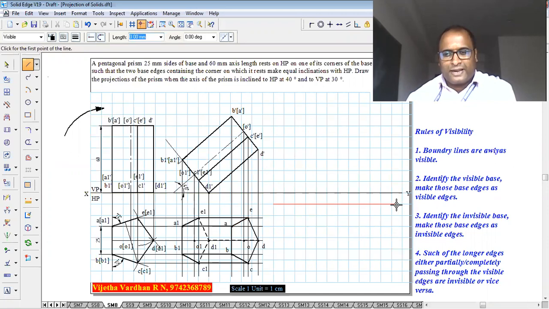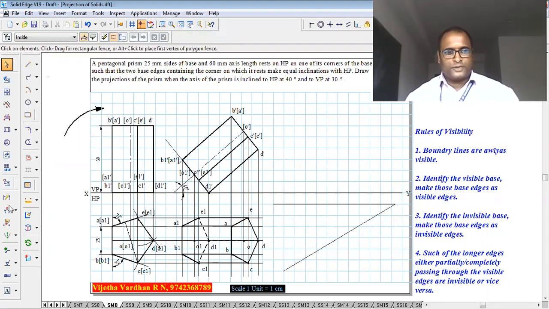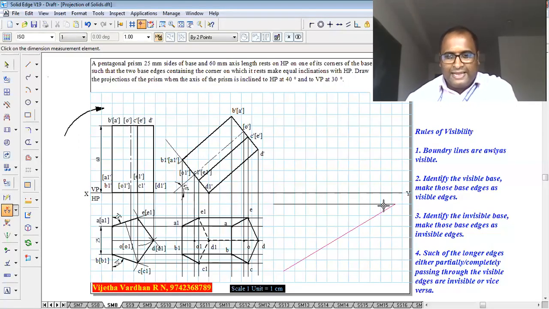Now, let me keep a protractor at this end point, and then we are supposed to draw the angle 30 degree over here. Now, I'm going to show you that 30 degree angle over here. Now, this line is supposed to be drawn, and the angle between these two lines is supposed to be 30 degree. This is called the true angle.